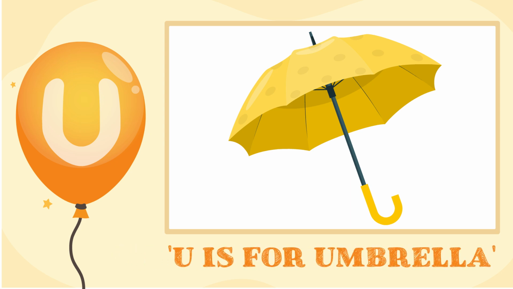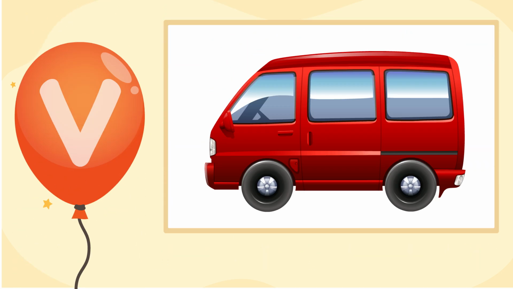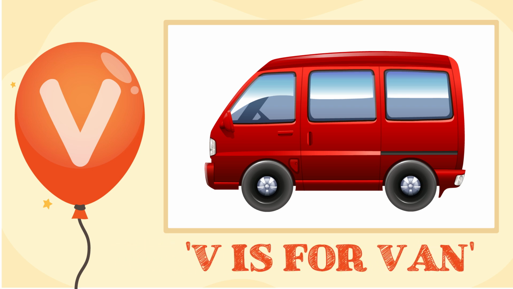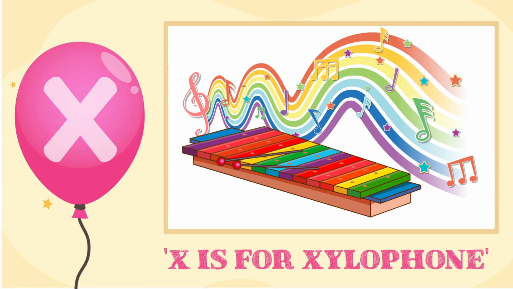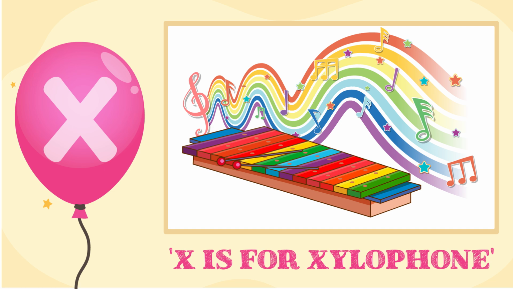Tiger. U. U is for umbrella. Umbrella. V. V is for van. Van. W. W is for whale. Whale. X. X is for xylophone.